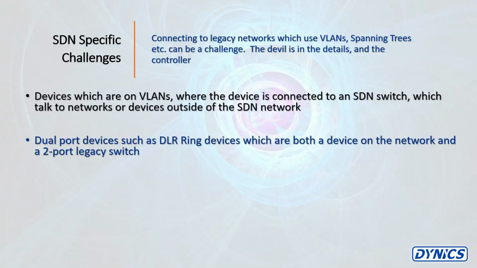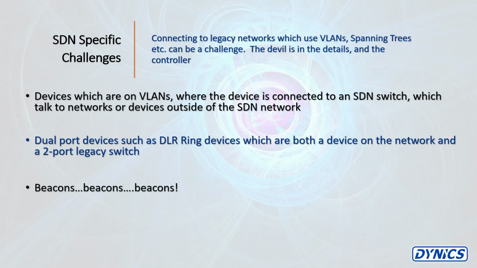Dual port devices. Again, when you're looking at software-defined networks, make sure that the controller understands the difference in a dual-port device, because it's both a switch and a device. So if your controller thinks it's a switch, it's not a device. If your controller thinks it's a device, it's not a switch. So you have to be cognizant of some of those things that are a little bit different, right? I've got a customer today who uses DLR as his ring network, and then he puts a bunch of 2-port RFIDs in between all the switches on that DLR ring network, okay? That's a bit of a challenge, but if you're working with the right controller, that problem is solved.